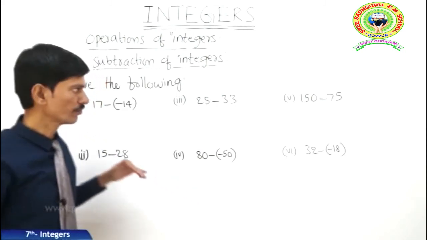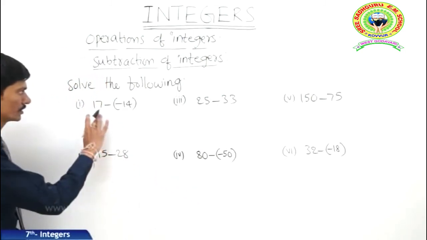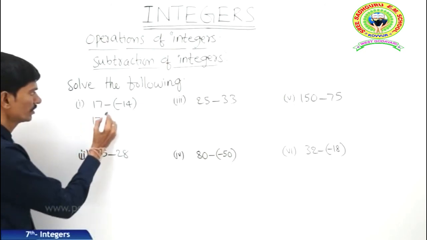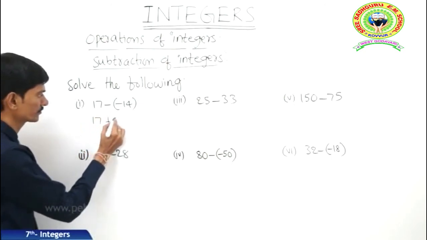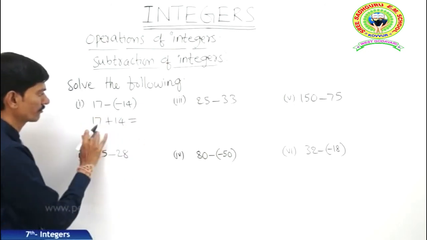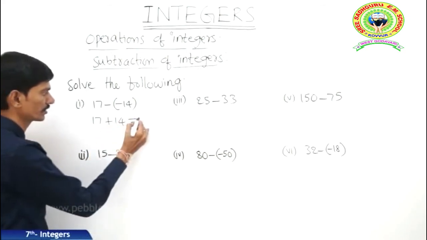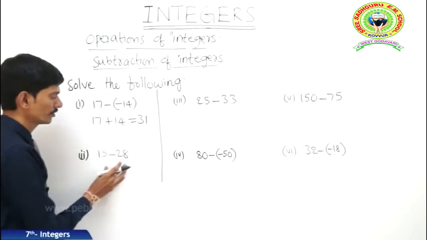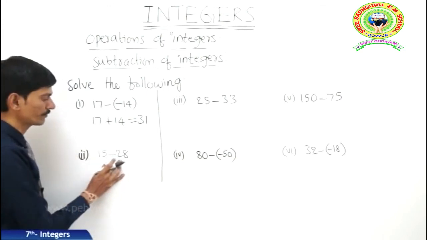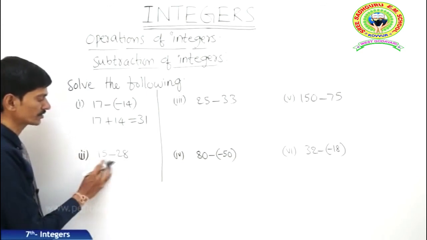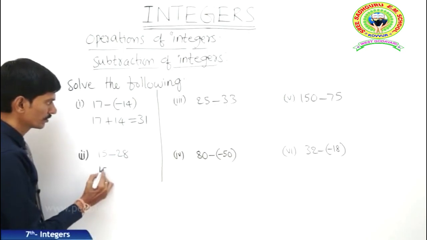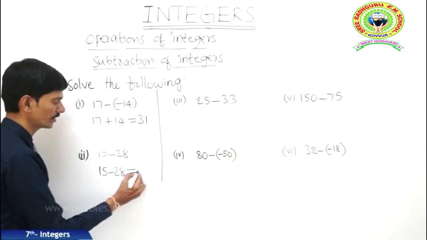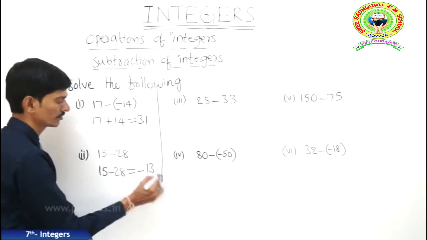Now let us solve the following subtractions. The first question, 17 minus of minus 14. So this 17, so minus of minus becomes plus 14. So this equals 17 plus 14 is 31. And 15 minus 28. So let us subtract 15 from 28 first. Then 28 minus 15 is 13. And the bigger number 28 has a minus sign, so we write minus 13.